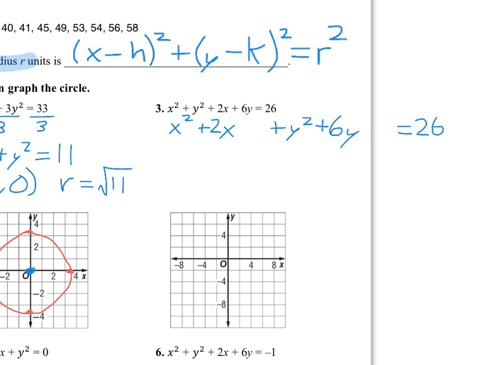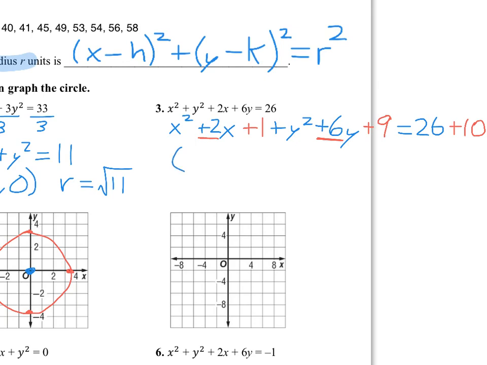Alright, so we're going to complete the square for both of those. So for x, we see a plus 2. Divide that by 2 makes 1. And then 1 squared is 1. Okay, for the y's, we see a plus 6. Divide that by 2 makes 3. Then we square 3, and that becomes 9. Now, since we added 1 and 9 to the left side, we have to add 10 to the other side so that it stays balanced.